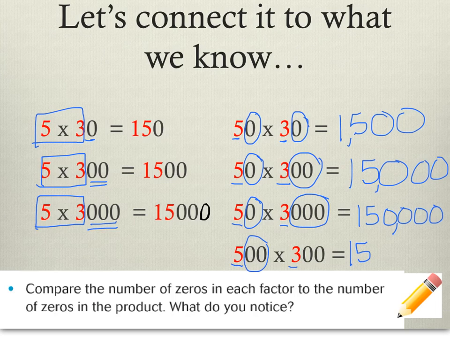500 has 2 zeros. 300 has 2 zeros. So I add those 4 zeros to my answer, giving me 150,000. Take a look at these examples and compare the number of zeros in each factor to the number of zeros in the product. What do you notice? Pause the video and write down an answer. We'll discuss this tomorrow as a whole group.